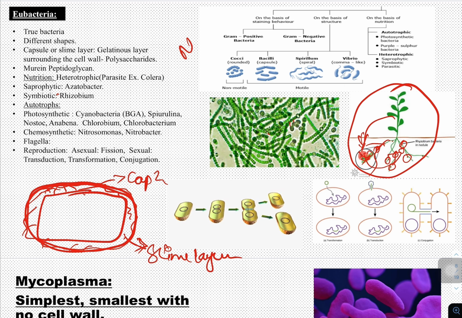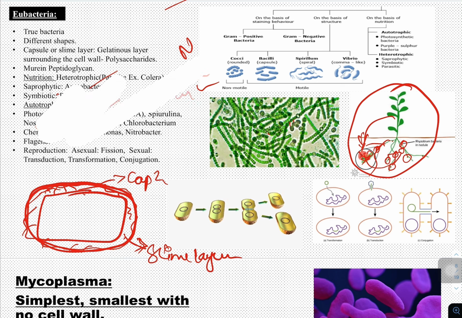Next, some examples of cyanobacteria are Nostoc and Anabaena. You should always keep in mind, these examples are always asked. The question will be: which among the following are examples of cyanobacteria? They will give Nostoc, rhizobium, azotobacter, and another bacteria. You need to pick the correct answer: Nostoc or Anabaena.